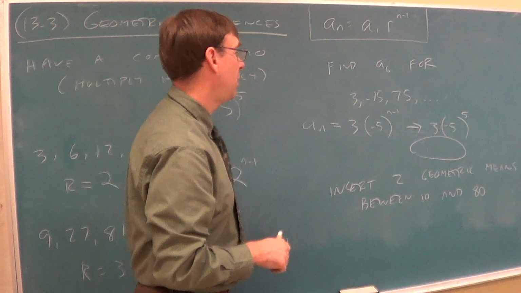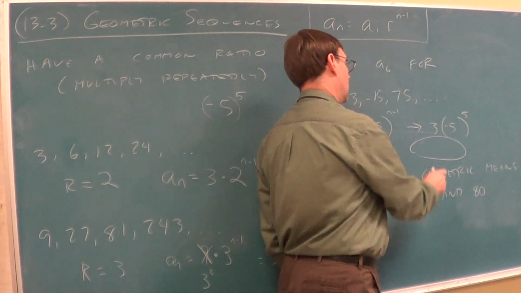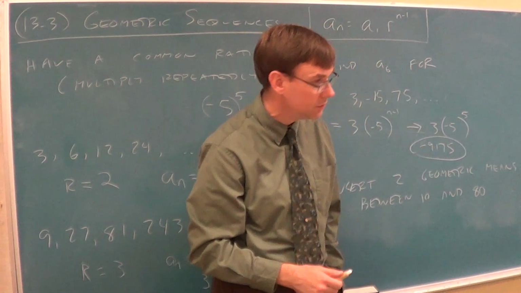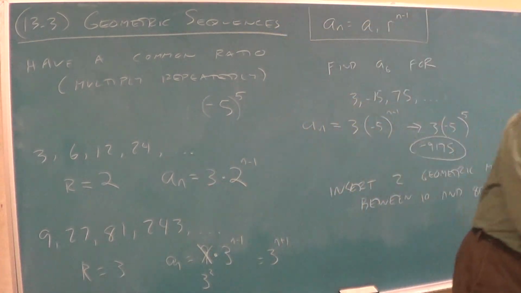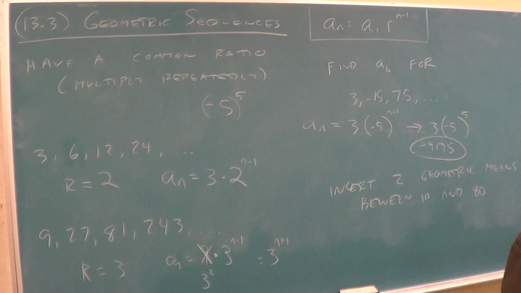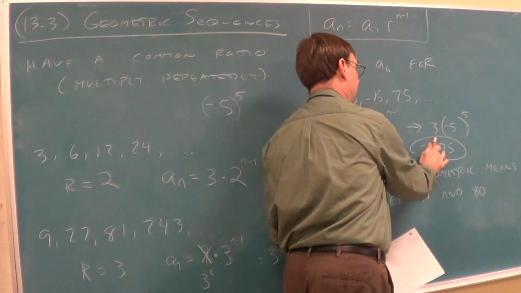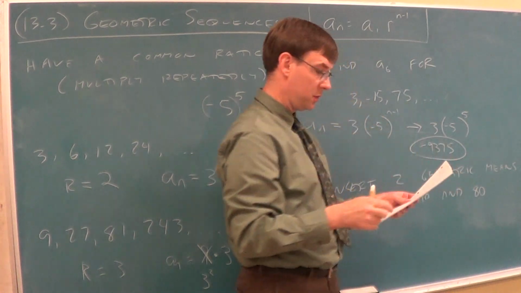It's the same. Calculator, little punch, punch, punch. I think it's negative 9175. My paper will know. 9375. My paper was better than I was.